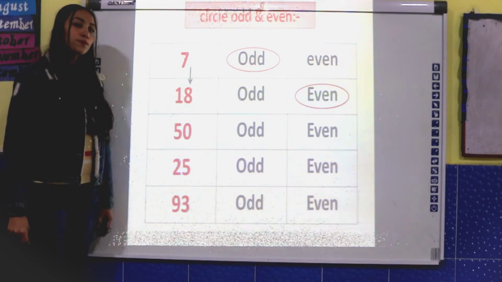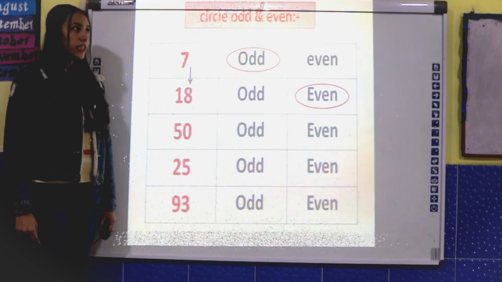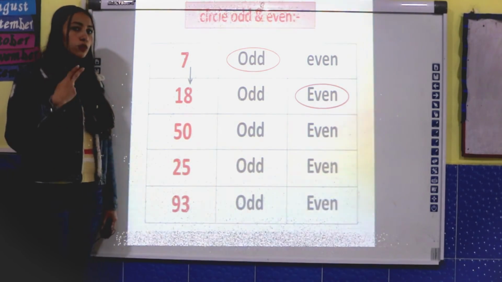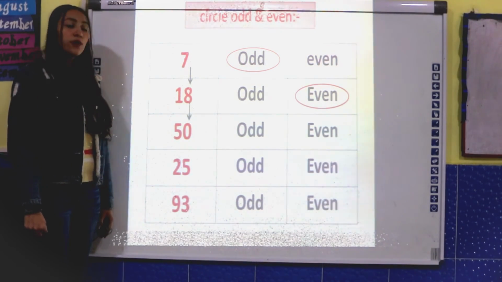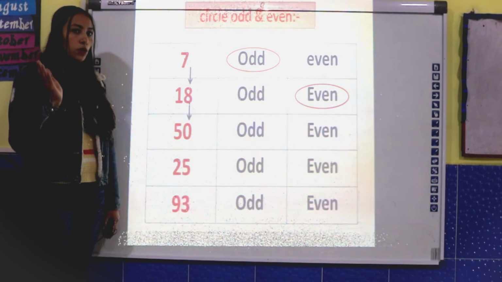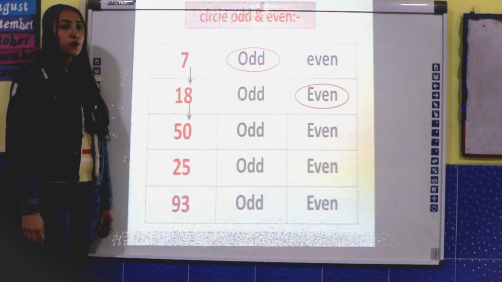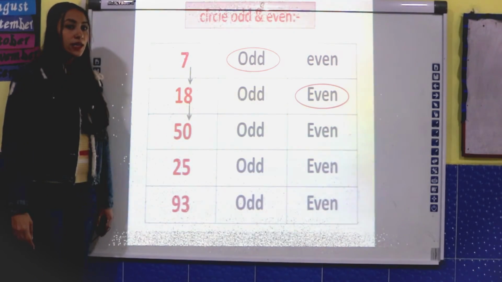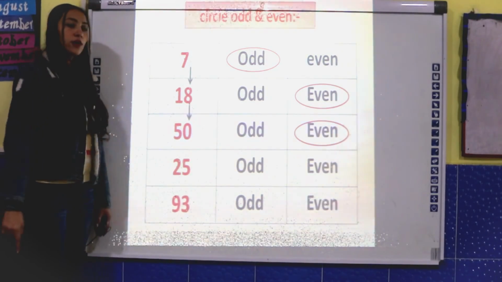Okay, what is this number? 50. Excellent. And 50 is more than 9? Yes, it consists of two-digit numbers. Look at ones. Excellent. Which number do I have here in ones? 0. And is 0 an odd number or an even number? Excellent. It's an even number. So when I have an even number in ones, all the number will be an even number. Okay, another number here.